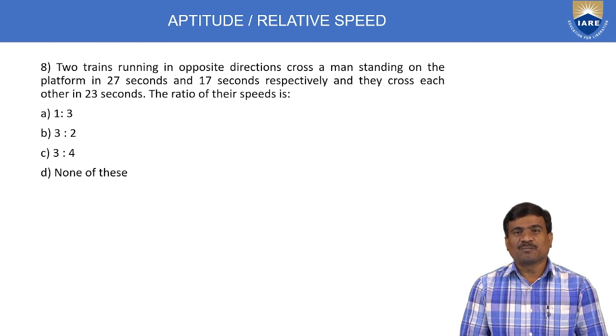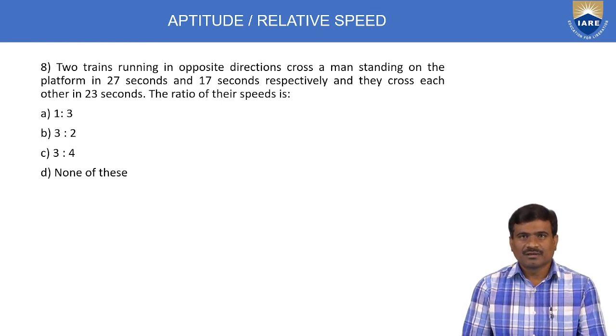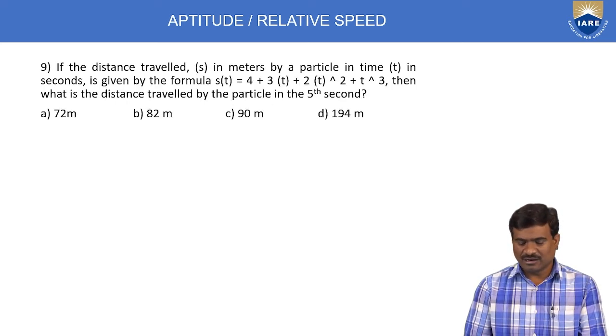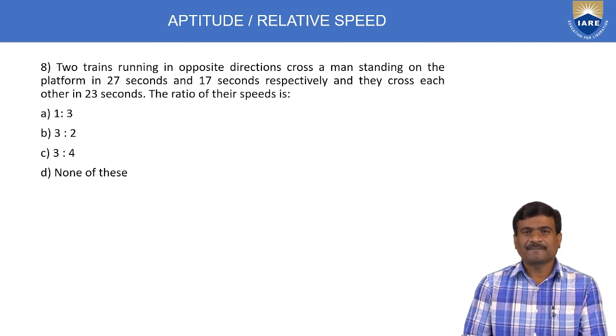Next, eighth example. Two trains running in opposite direction cross a man standing on the platform in 27 seconds and 17 seconds respectively. They cross each other in 23 seconds. The ratio of their speeds is dash. A 1:3, B 3:2, C 3:4, D none of these.